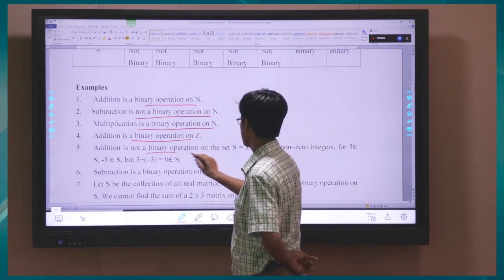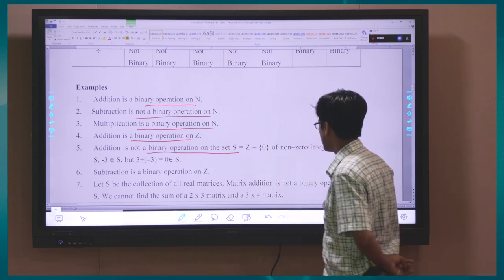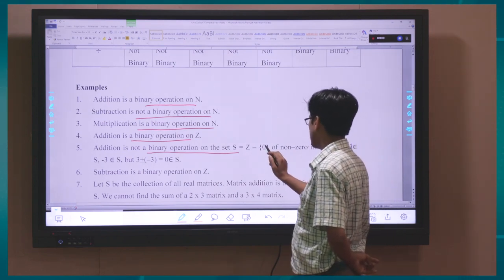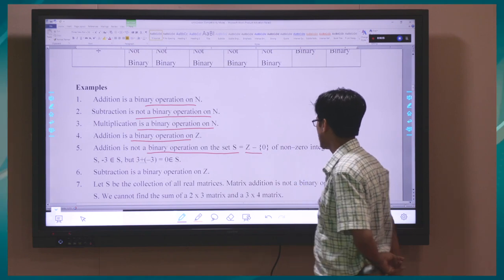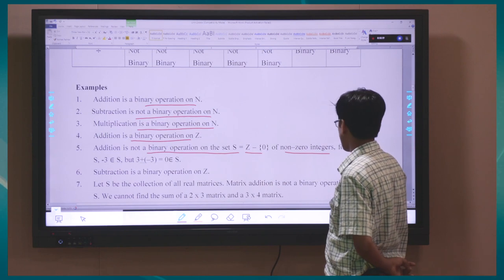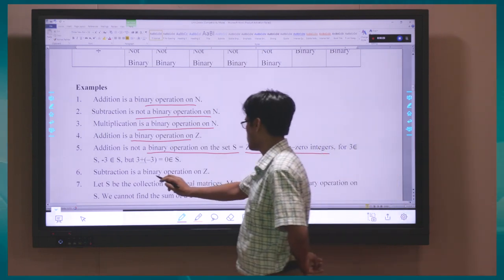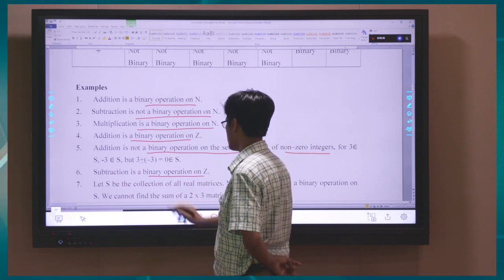Addition is not a binary operation on the set S, where S is equal to Z minus 0, meaning the set of non-zero integers. Subtraction is not a binary operation on non-zero integers, but is a binary operation on Z.